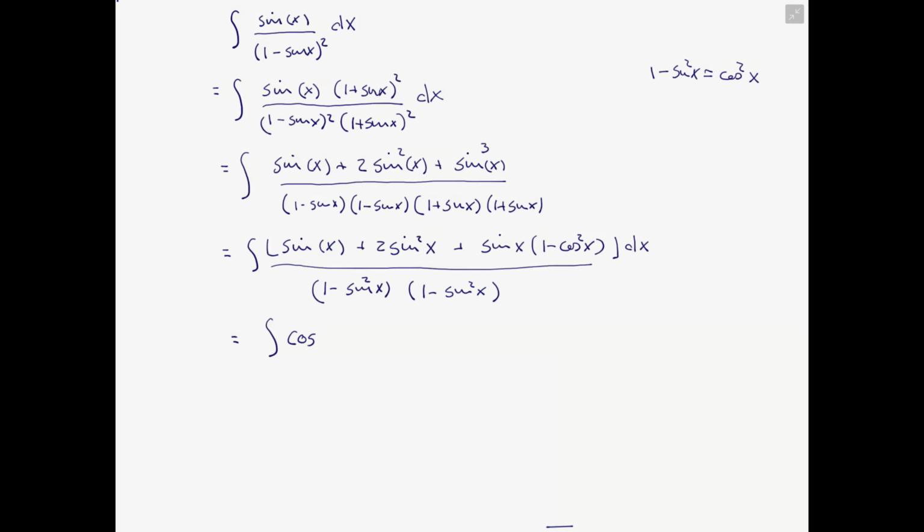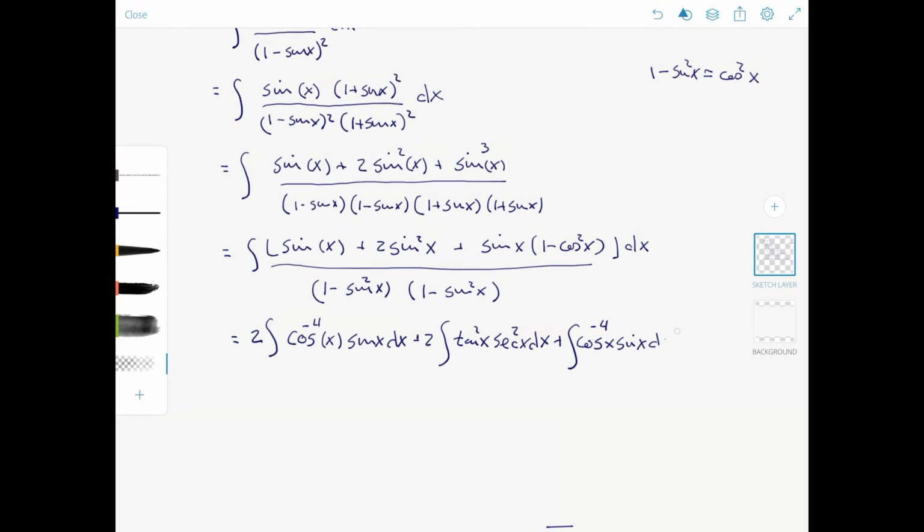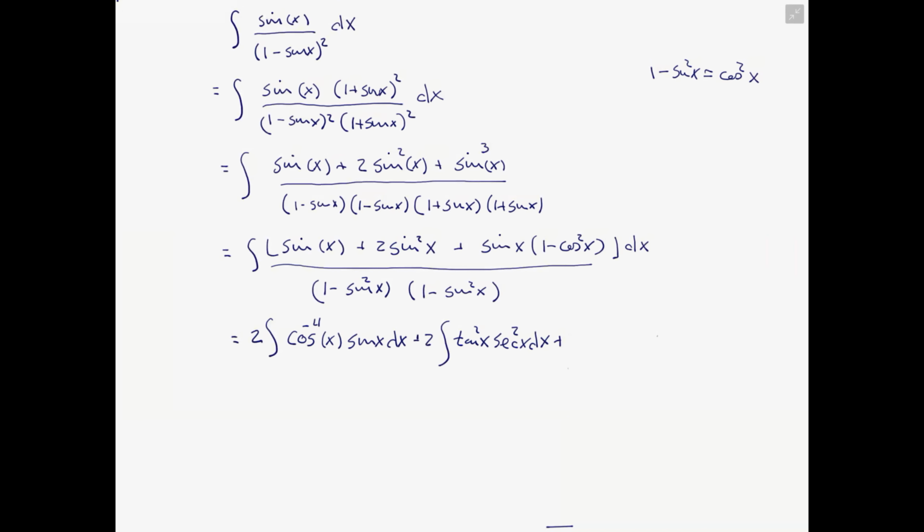So down here, breaking this up, we have cosine to the negative 4 x sine x dx plus 2 tangent squared x secant squared x dx plus cosine to the negative 4 x sine x dx, but that's the second one we have like that, so we bring that out there and we erase this term.